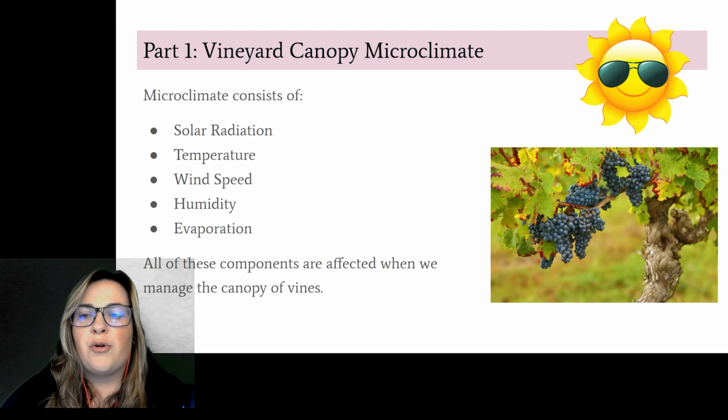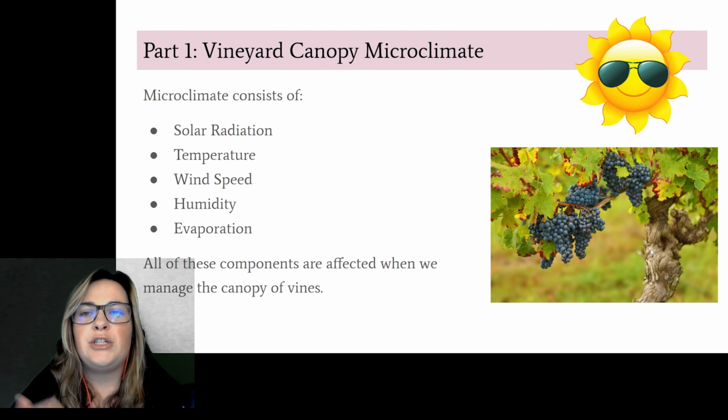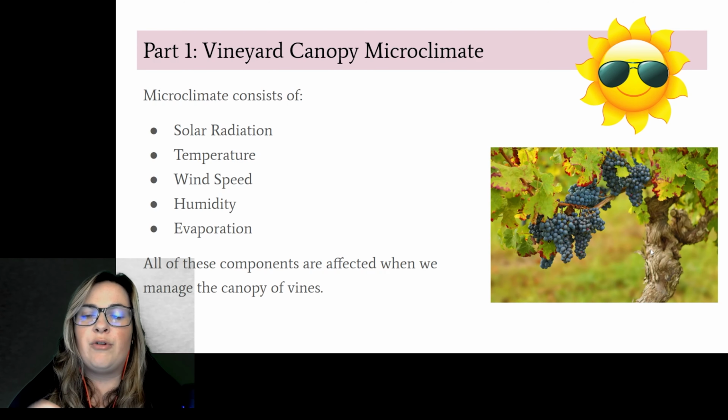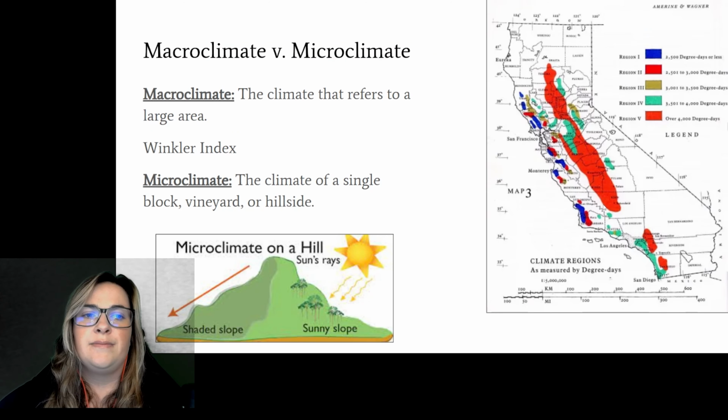Cool, so part one we're going to look at for canopy management is how it relates to the microclimate of your vineyard. Microclimate consists of solar radiation, temperature, wind speed, humidity, and evaporation. This is all pretty straightforward. These are concepts we've touched on briefly in this class already, so if you have any questions, we can talk more about it if you'd like. Anytime you do any de-leafing, take any grapes off, do cluster thinning, or any other canopy work, all of these components are affected when we manage the canopy of the vine. So the amount of solar radiation, the temperature of the canopy, and so on, right on down the list.